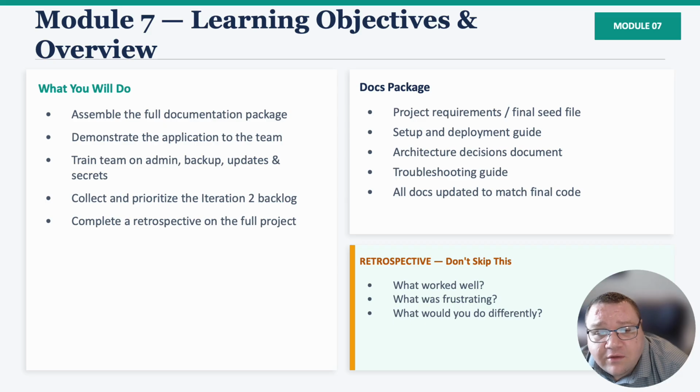You'll answer all their questions. Don't close the knowledge transfer until every question has an answer. Section 7.3 is the Iteration 2 backlog. Collect feedback from users and stakeholders.